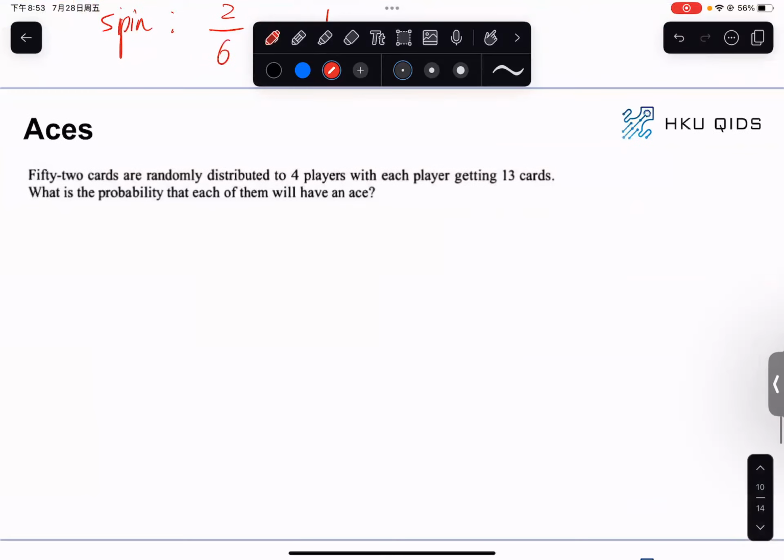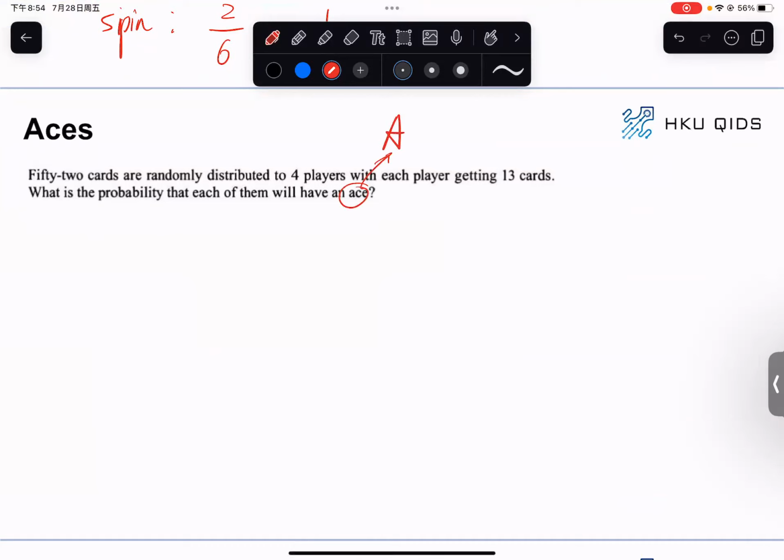The next one is aces. Again, our good friend cards is coming back. We have 52 cards, and they are randomly distributed to 4 players, with each player getting 13 cards. And what is the probability that each of them will have an ace? So ace is just the A, okay? Ace is just the A.